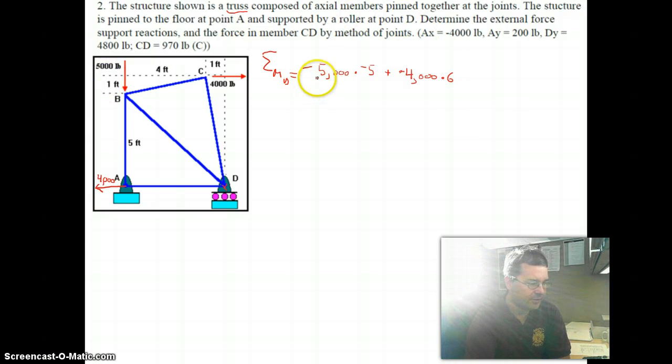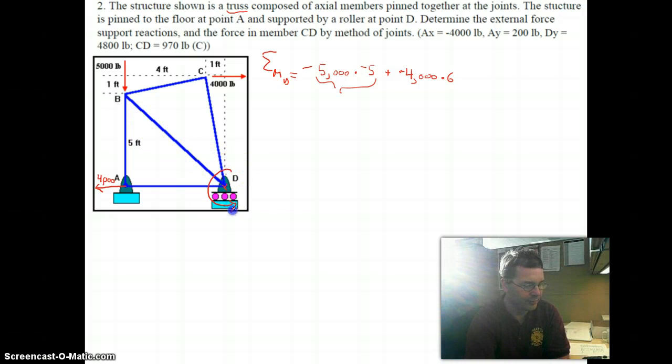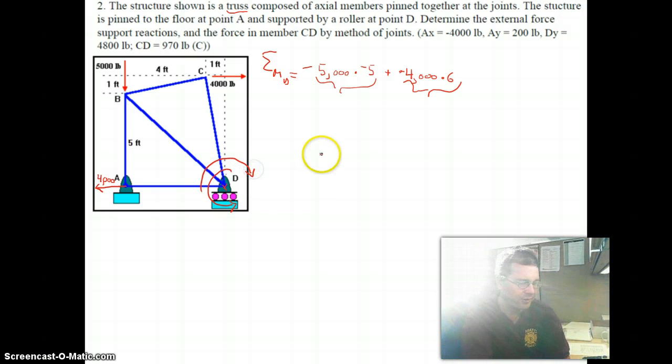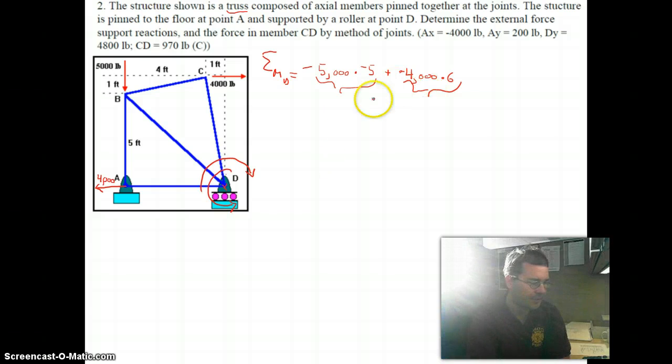So if you look at this first moment here, it's a negative times a negative. That's going to give me a positive number. And that makes sense because this is going to produce a counterclockwise moment. This is a negative number times a positive number, which gives a clockwise rotation, or a negative moment, which makes sense because this lever arm tends to produce a negative torque.